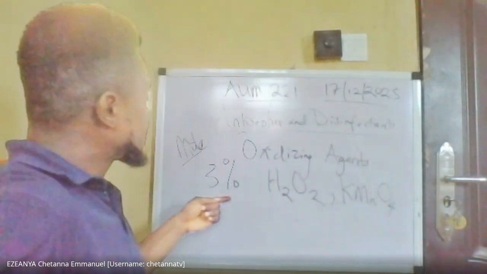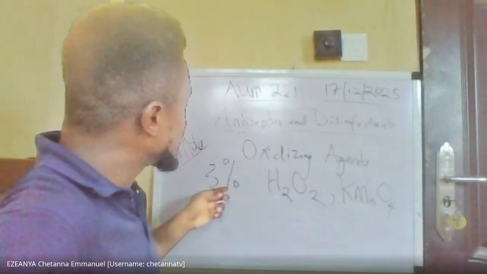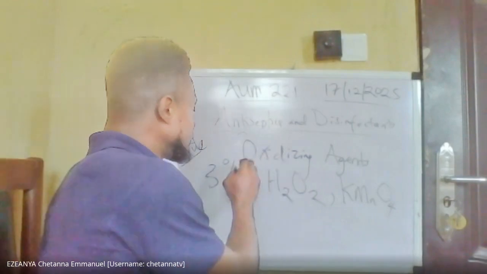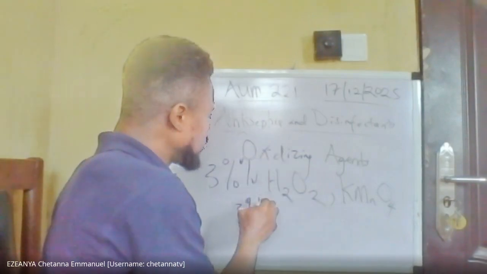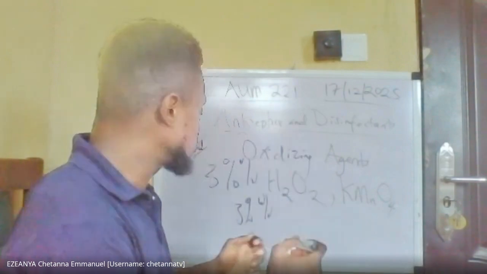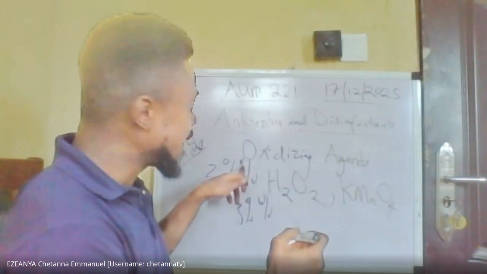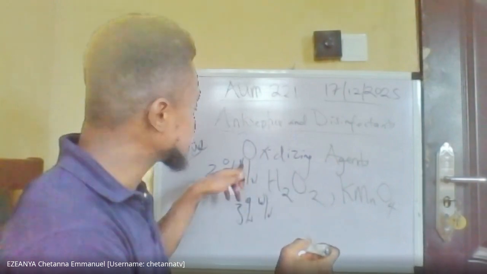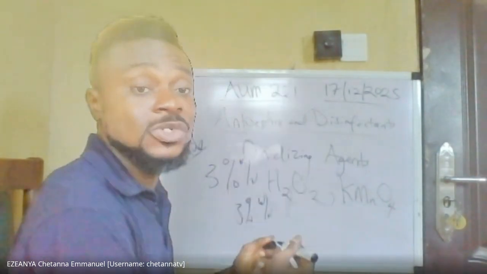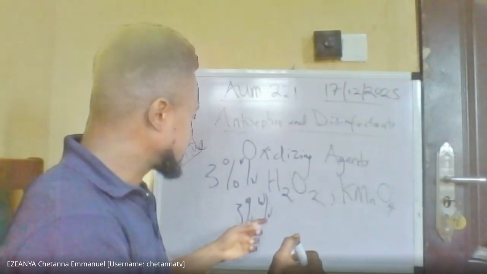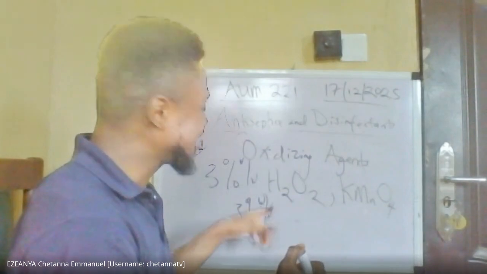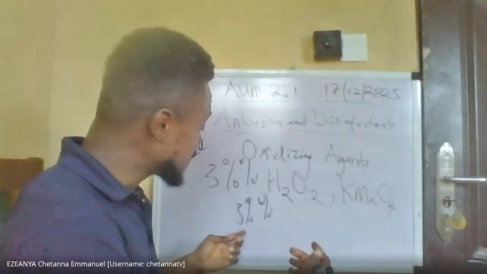So if I say 3%, I'm talking about percentage strength. It can be 3% volume in volume, or 3% weight in volume, depending on what is dissolved in the entire system. If it's volume, that means the active ingredient dissolved is 3 ml in 100 ml solution. For 3% weight in volume, what was dissolved is solid, so it's 3 grams in 100 ml.